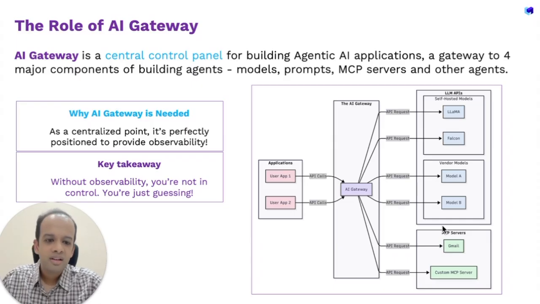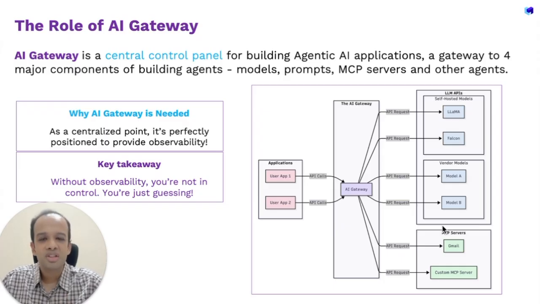Now, all in all, observability is not really a luxury for agentic AI. It is a very basic operational necessity. And the AI Gateway is well positioned to be the architecture that makes it possible. You can make that black box of agentic AI into a transparent, auditable system. And you make sure your agents are reliable, your data is secure, your costs are predictable. You basically make your entire agentic AI accountable. Without observability, you're not in control, you're just guessing.